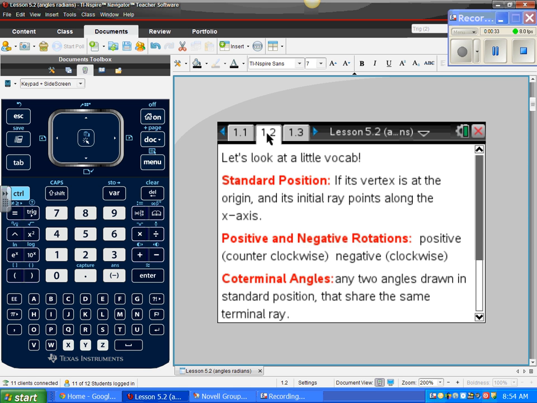Trig requires quite a bit of drawing. We're going to be drawing things on a daily basis, so you have to have it with you. If you don't have your notebook, go in the back of the room, get a piece of paper, and get it into your binder after, or tape it into your notebook after.